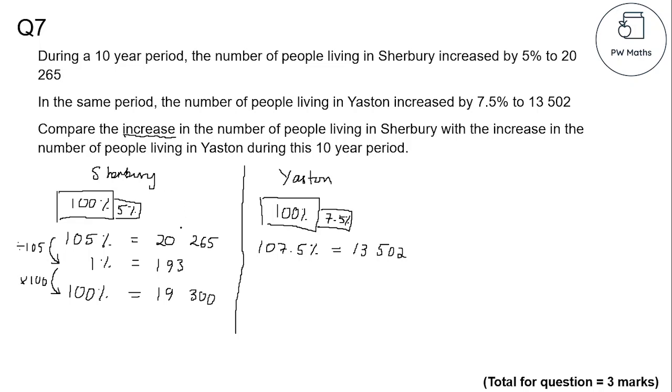It says, what's the increase? Well, that's what it is now. That's what it used to be. So we'll do a little takeaway sum. 20,265 minus 19,300. The increase is 965.